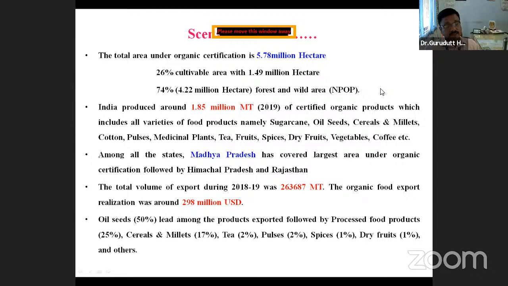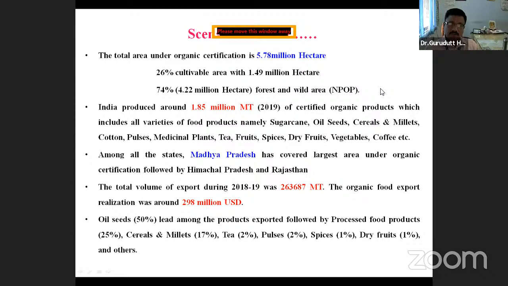Most of the states are already being converted into organic agriculture, but the total area under organic certification is 5.78 million hectares, out of which the cultivable area is 26%, with 1.49 million hectares. And India produced around 1.85 million metric tons of certified organic products, which includes all varieties of fruits and food products like sugarcane, oilseed, cereal, millet, rice, fruits, tea, medicinal plants, dry fruits, vegetables, etc.